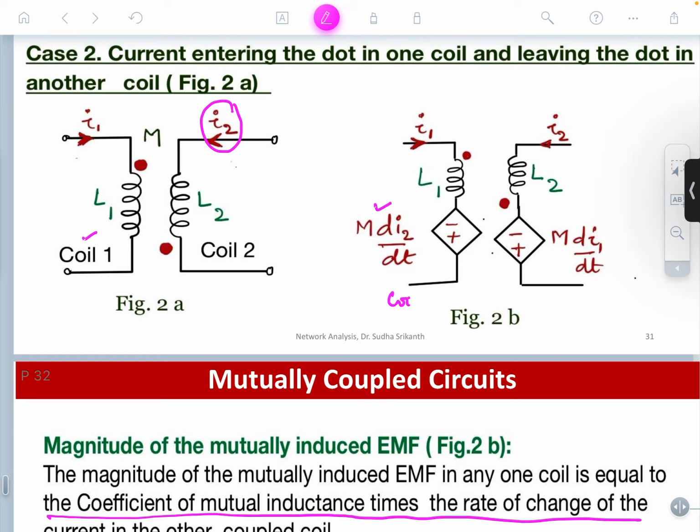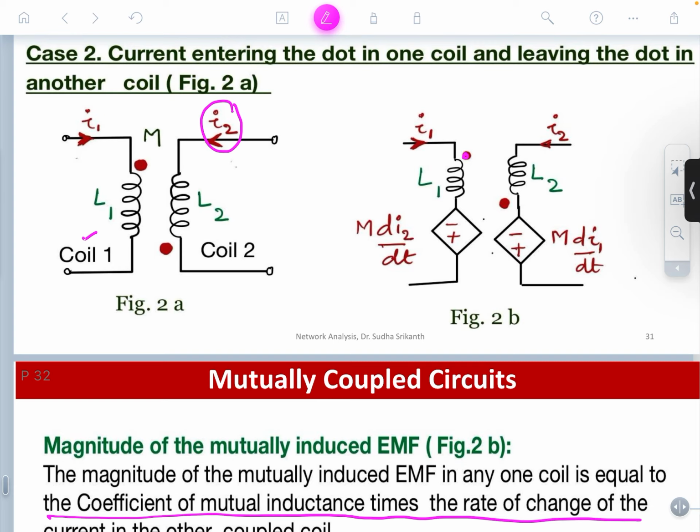This is our coil 1. Similarly, in coil 2, the mutually induced EMF magnitude is M times the rate of change of current in coil 1, that is I1. It is in coil 2, but the current of coil 1 is producing the EMF. That's why you say it is a mutually induced EMF. That is about the magnitude. Now, how do we understand the polarity? The polarity again is simple.